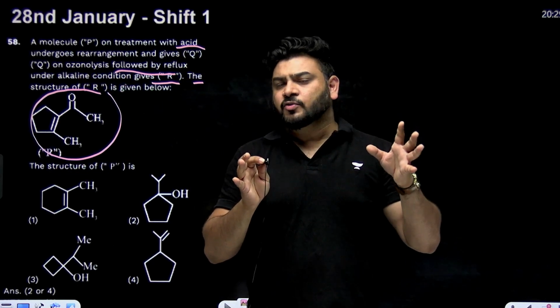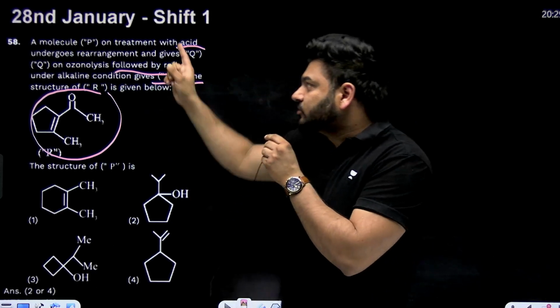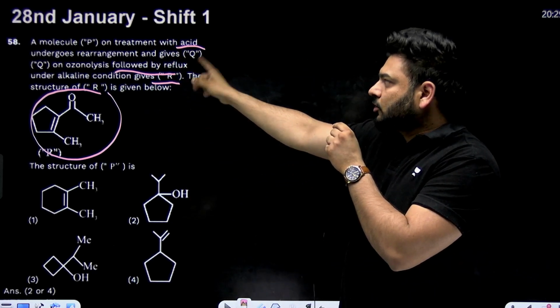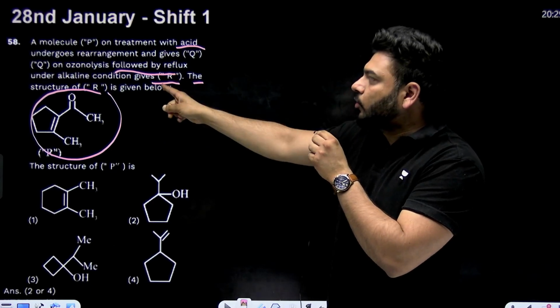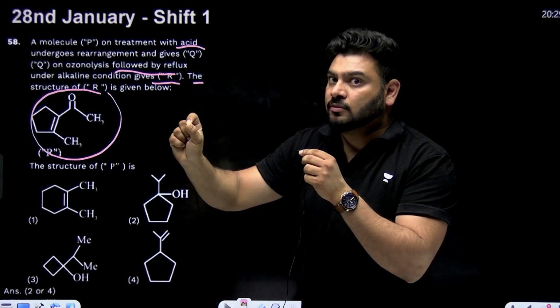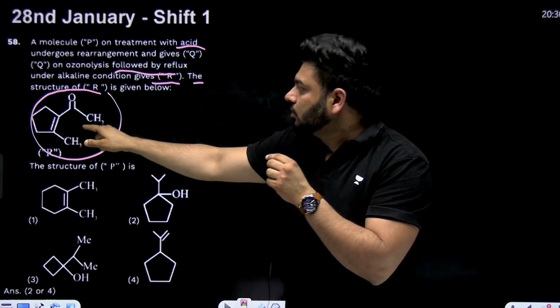One molecule has to be identified which is undergoing some sequence of reactions. First you are going with rearrangement, second you are doing ozonolysis, third you are doing aldol condensation. So you have to go in reverse direction using this molecule.